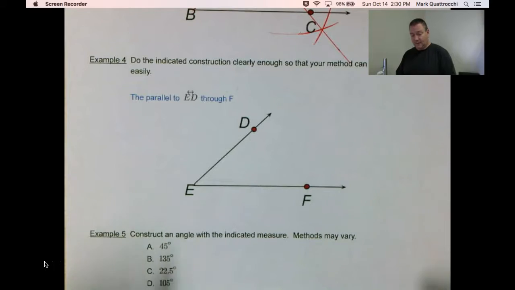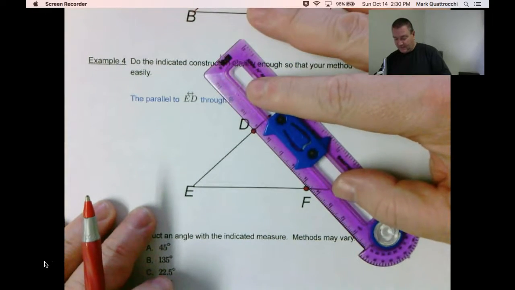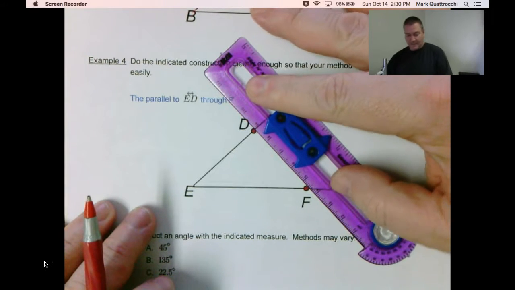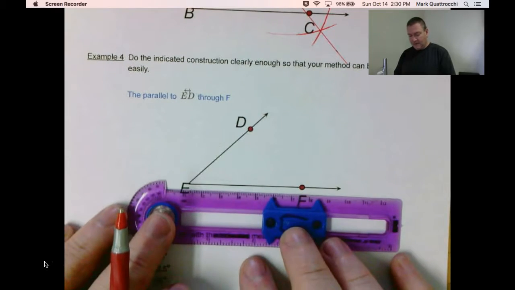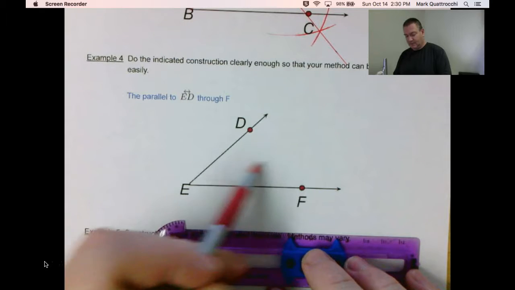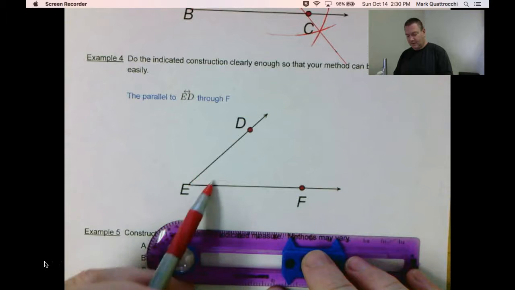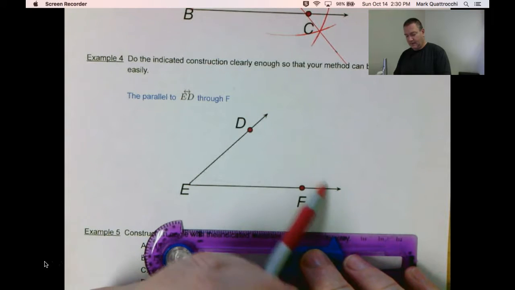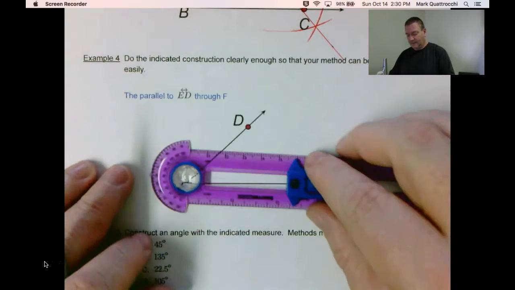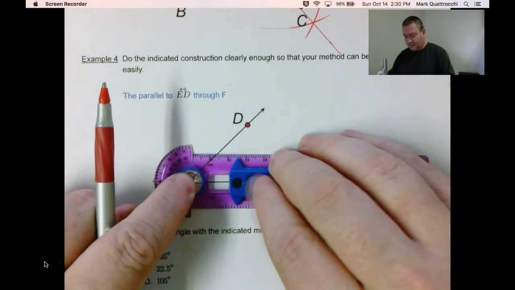Okay, so again, we essentially need to connect from D to F. On the answer key, I connected from D to F and I copied this angle. I've already got E to F connected. I'm going to try copying this angle over to here so that you can see it different than on the answer key. Hopefully this fits and it works.